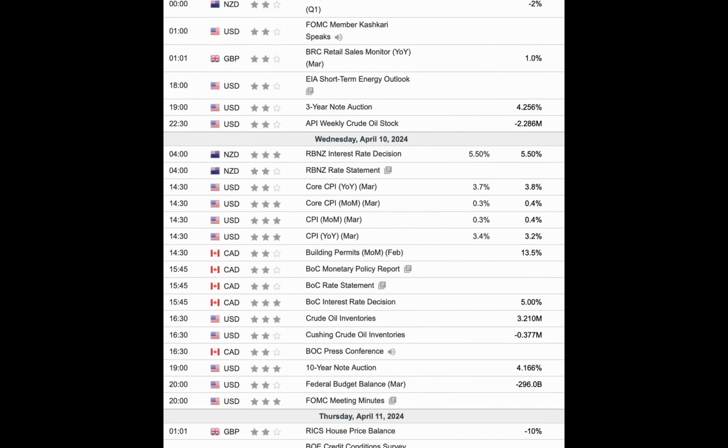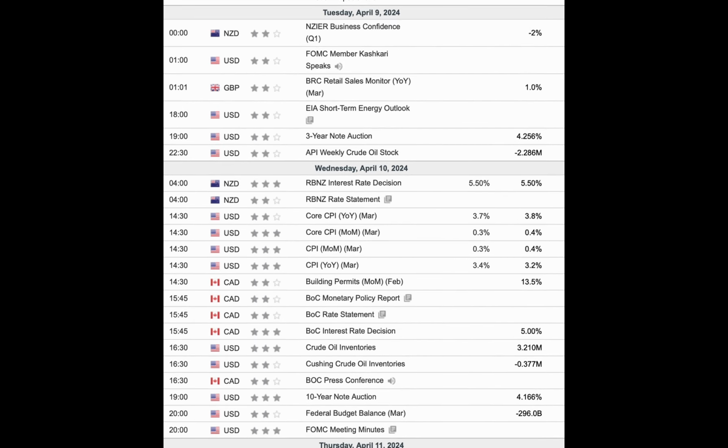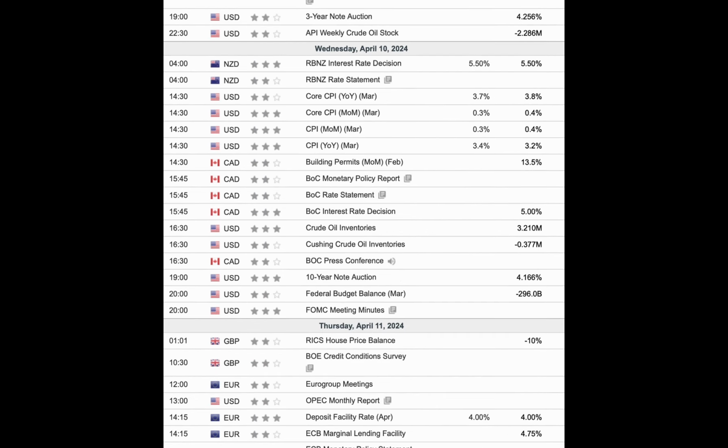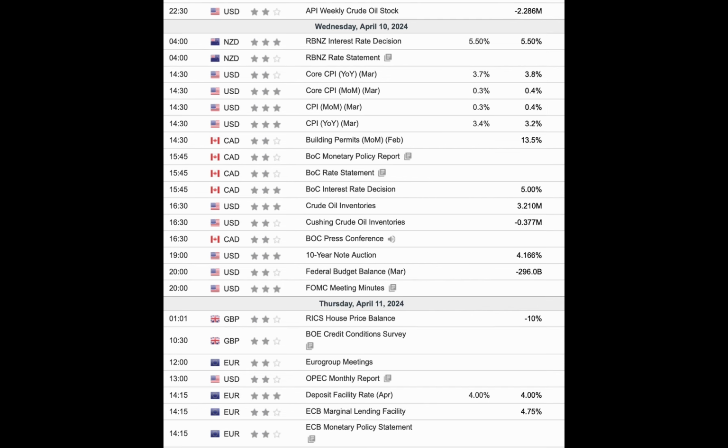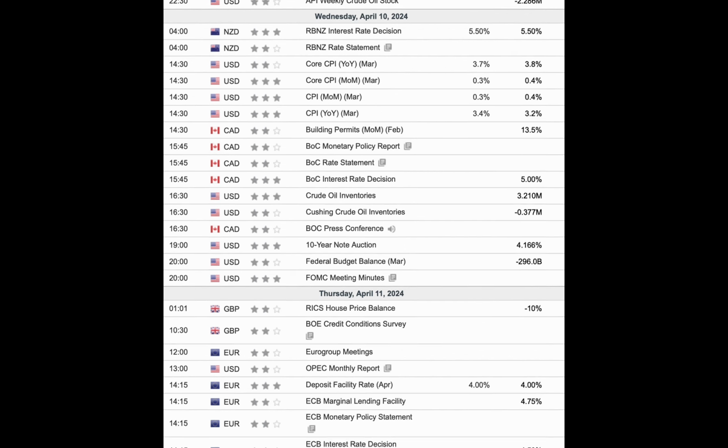On Tuesday, we don't have any heavy hitting news either. However, all the action starts on Wednesday. We have the New Zealand dollar interest rate decision. So for those of you trading Kiwi, this might be an interesting time to watch, or the day after, once the interest rate decision has done its damage, right?